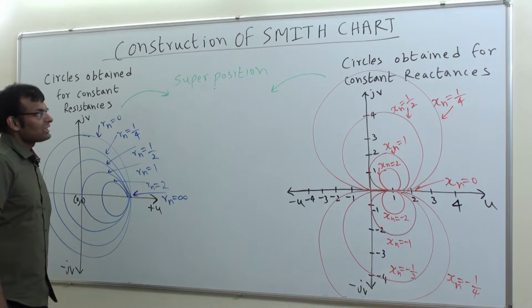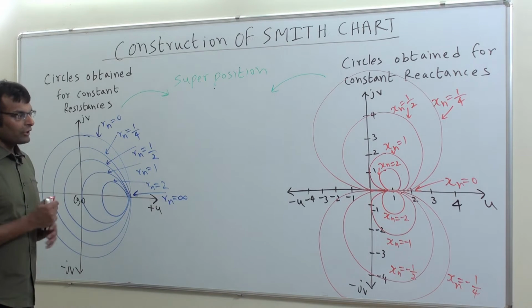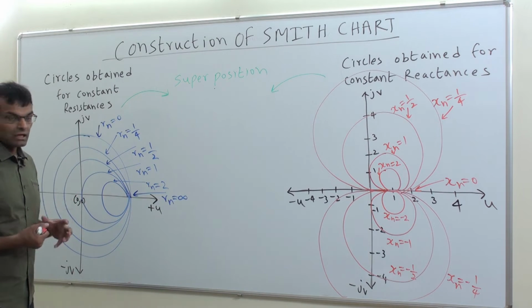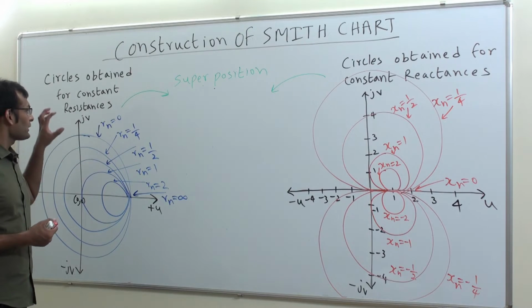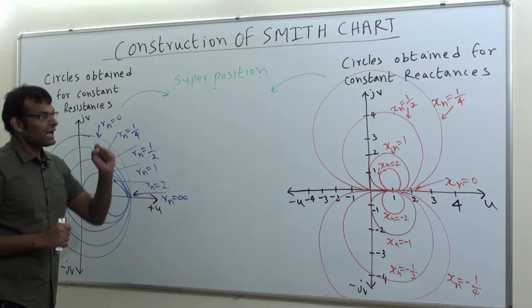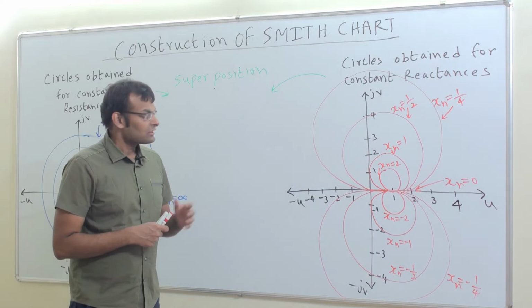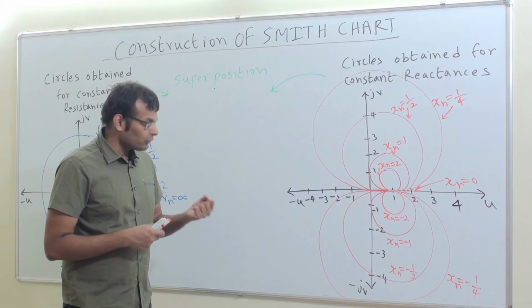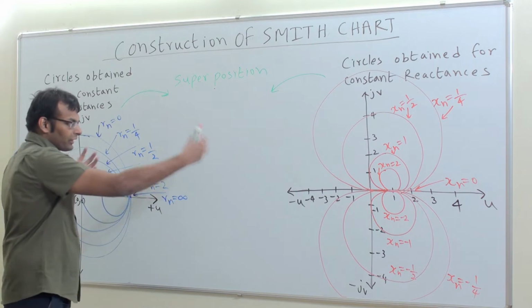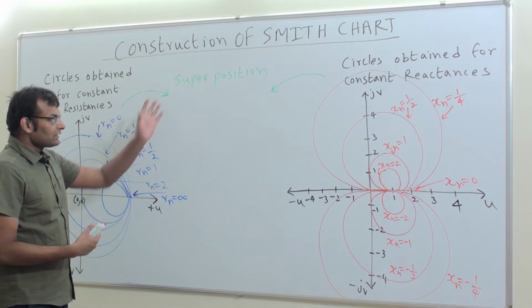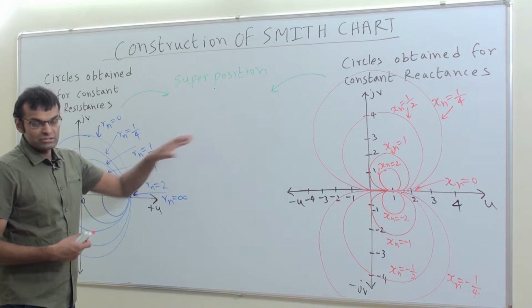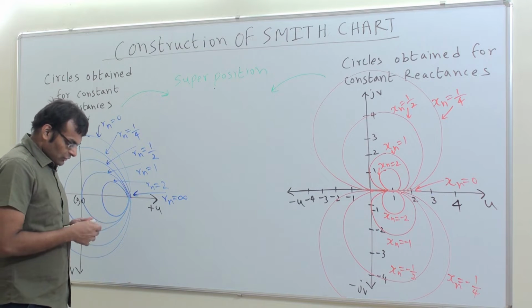Now let us discuss the construction of the Smith chart. What I am going to do is construct a Smith chart using the circles that I obtained for constant resistances and the circles that I obtained for constant reactances. How do I do it? I am going to superimpose the two circles and create one particular circle. Let's do that.